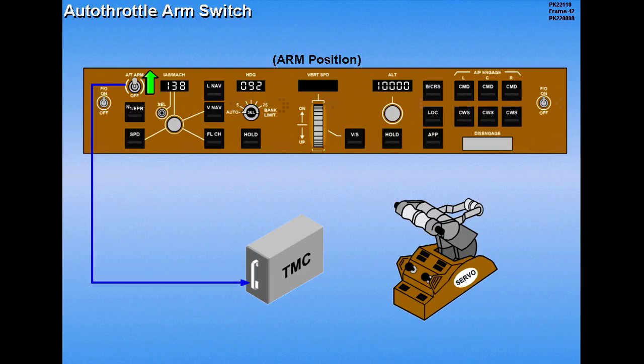Selecting arm arms the autothrottle for engagement and powers the servo motor. Selecting off disconnects the autothrottle system and prevents engagement.